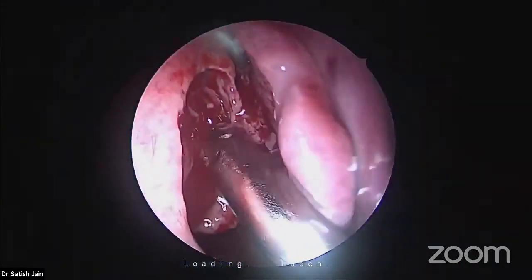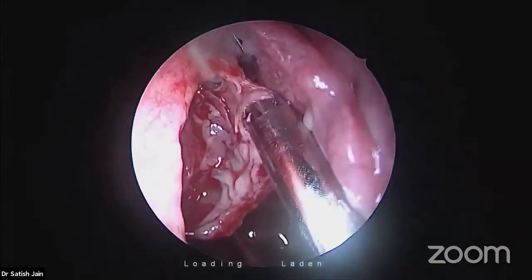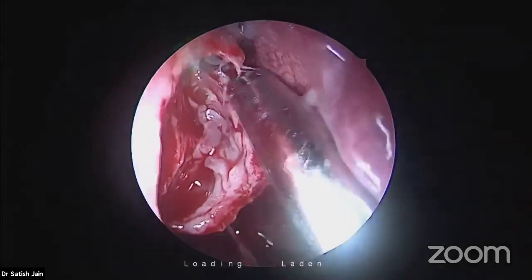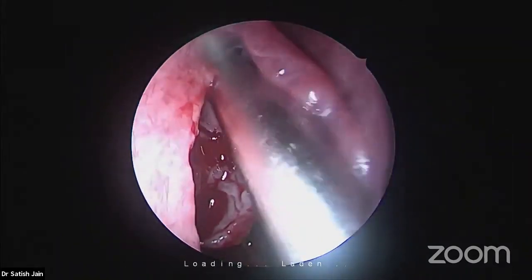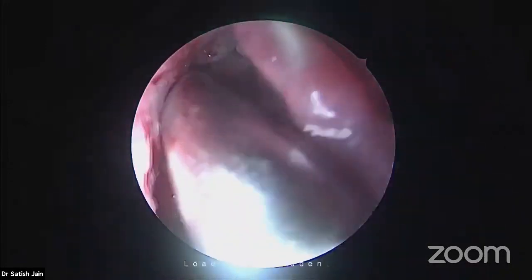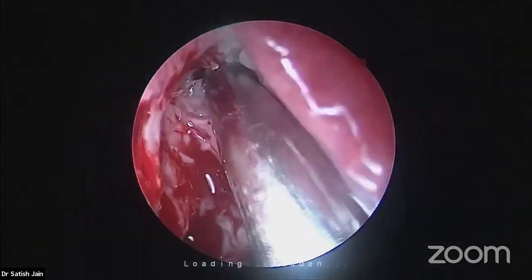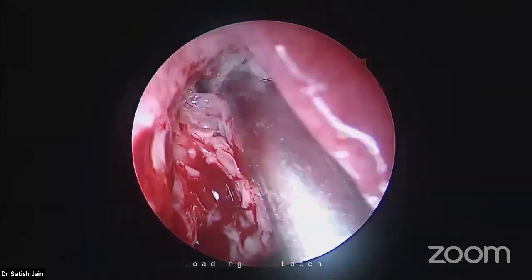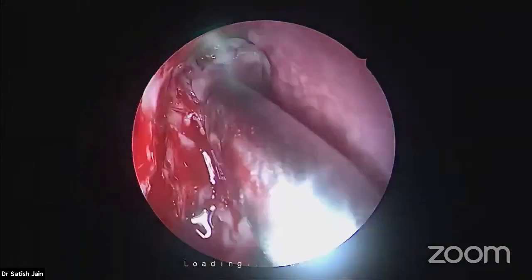Now this upper part of the uncinate, see this. It fuses with the agger nasi, the medial wall of the agger nasi, and then inserts along with that on the lamina papyracea. See that? That is how I am removing it. This is still with a 0 degree.